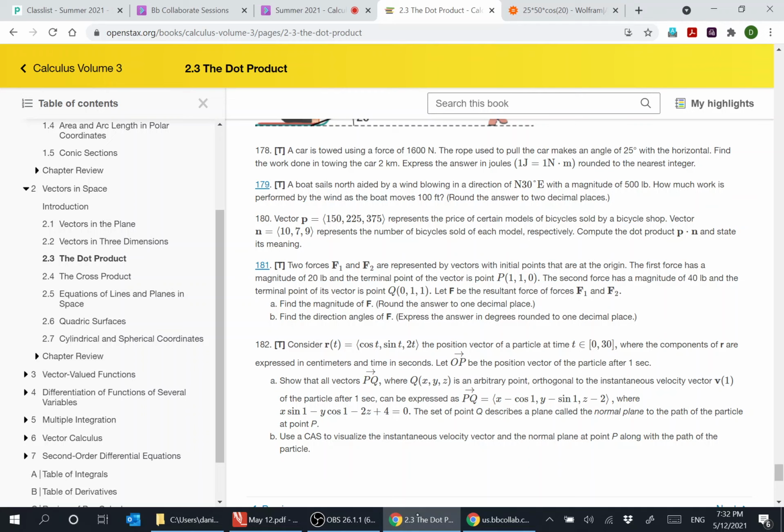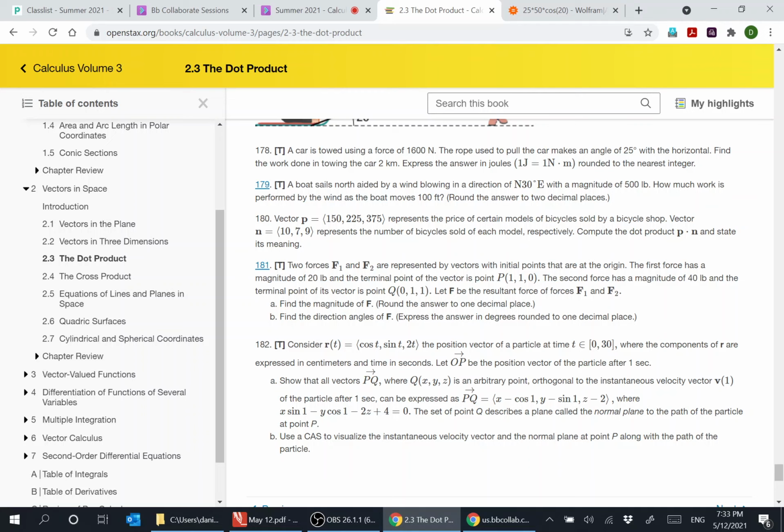Let's see, 181. Two force vectors F1 and F2 are represented by vectors with initial points at the origin. The first force has magnitude 20 pounds, and the terminal point of the vector is 1, 1, 0. This isn't on the syllabus, but I was just looking at it. The second force has a magnitude of 40 pounds, and the terminal point of its vector is 0, 0, 1. Anyway, some sort of conversion.